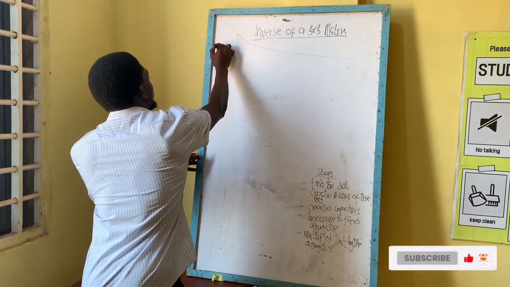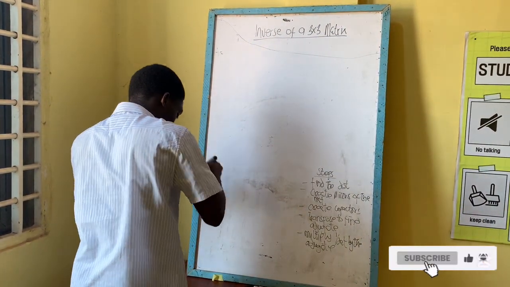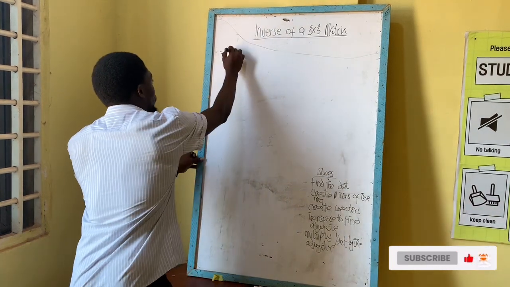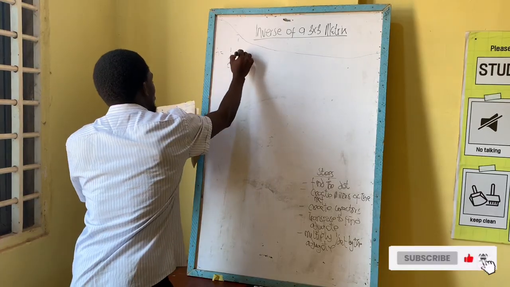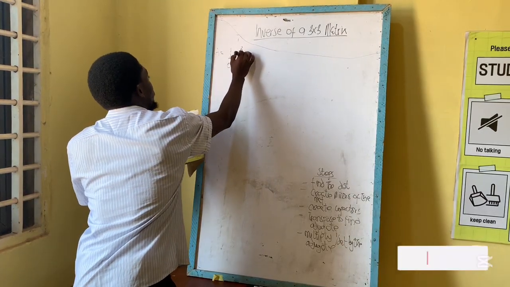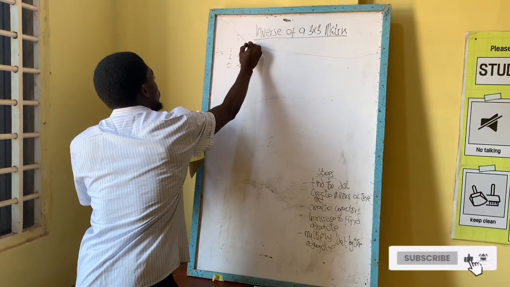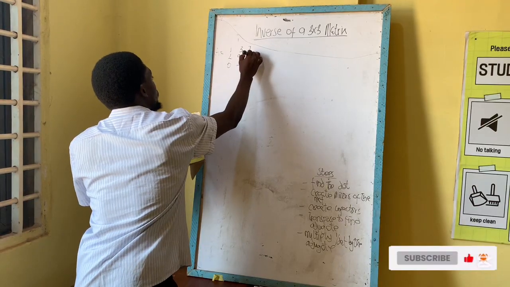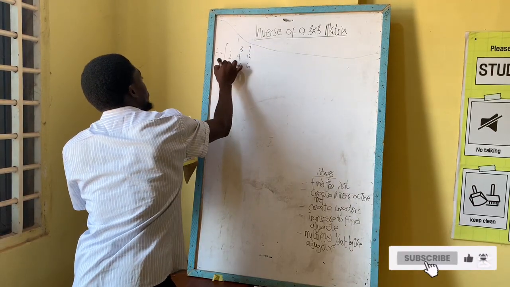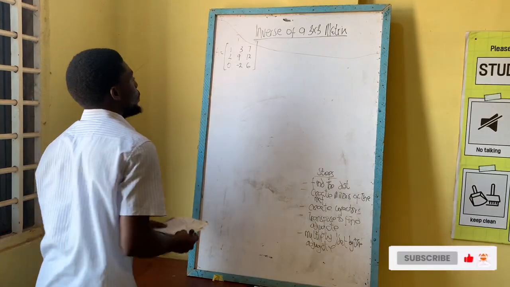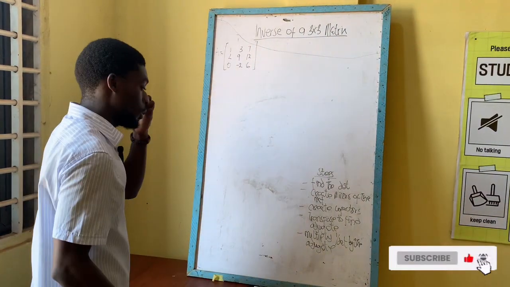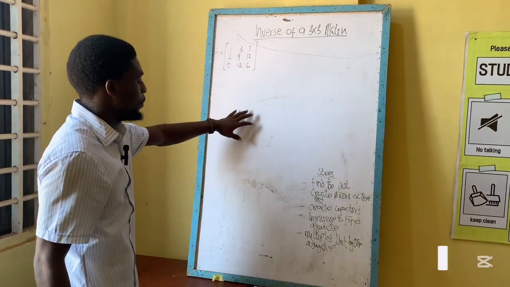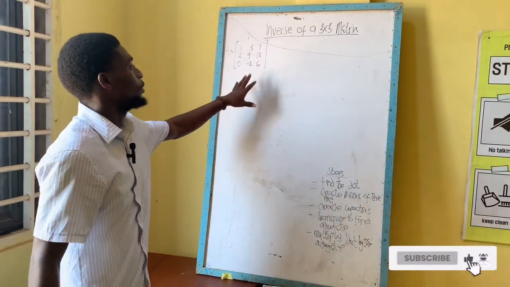So assuming we have this matrix A, which is 1, 2, 0, 3, 9, minus 2, 7, 12, and 6. So assuming we have this 3 by 3 matrix, that's 3 rows and 3 columns, and we are asked to find the inverse of this particular matrix.